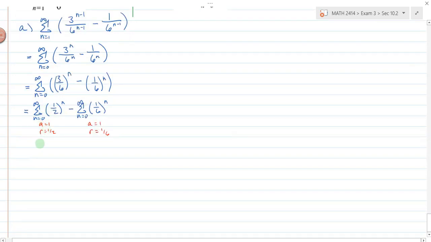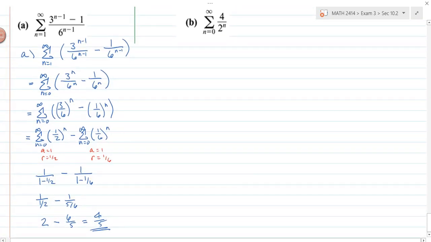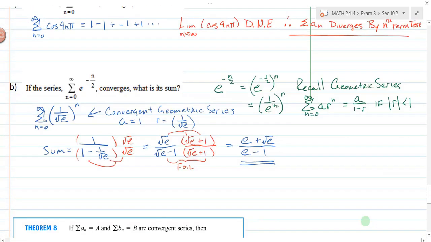And the sum of the geometric series is going to be A over 1 minus R, so that's going to give us 1 over 1 minus 1/2 minus 1 over 1 minus 1/6. And then just taking care of the arithmetic, that's going to give us 1 over 1/2 minus 1 over 5/6. And 1 over 1/2 is 2 minus, and this is going to be 6/5. And when we subtract that, we're going to get 4/5 for the sum. So the sum of the geometric series in part A is going to be 4/5. The question was, why did I write it like this? And the answer is because the sum of the geometric series is A over 1 minus R.